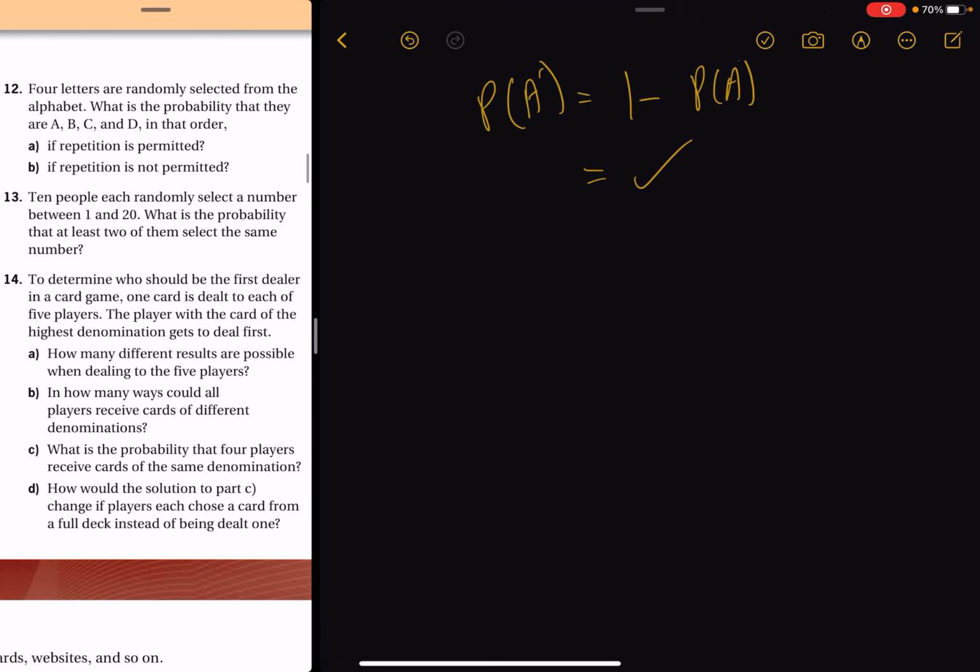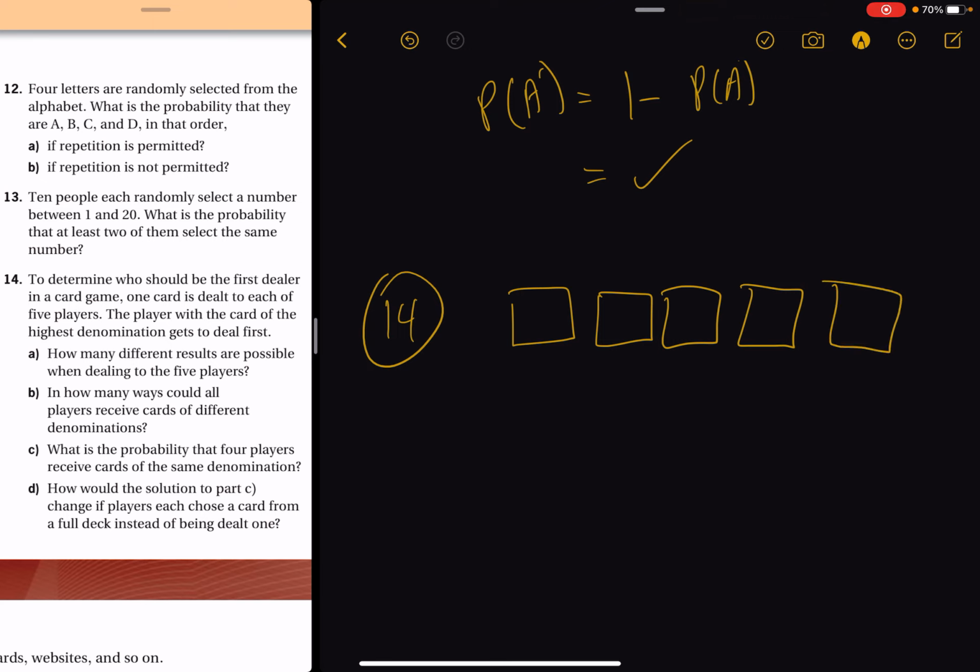To determine who should be, question 14, final question. Determine who should be the first dealer in a card game. One card is dealt to each of 5 players. The player with the card of the highest denomination gets to deal first. Whoa, let's read that again. To determine who should be the first dealer in a card game, one card is dealt to each of 5 players. So I have 5 players, 1 card is dealt, and I'm assuming it's a regular card game.